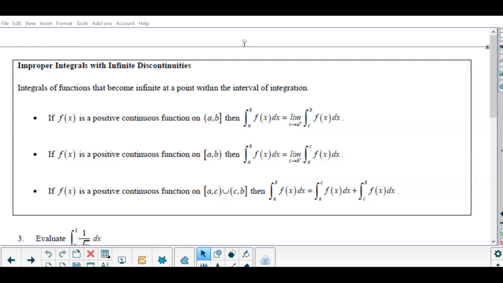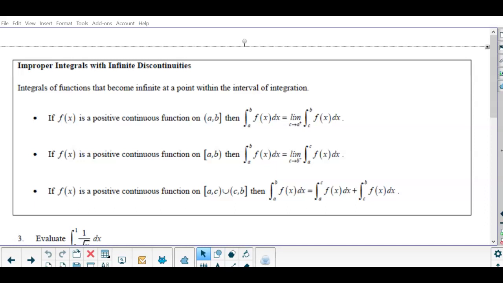Okay, so now we're continuing on with improper integrals and looking at functions with some discontinuities. If we have integrals of functions that become infinite at a point within the interval of integration, then what do we do? For example, f of x is a positive continuous function from a, but not including a, to b, then really we're finding the limit of that integral as the function gets close to a from the right.